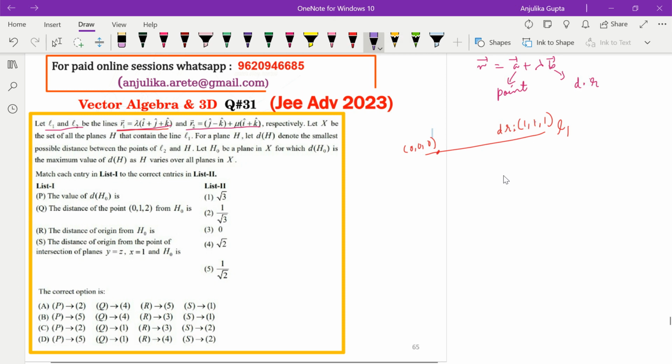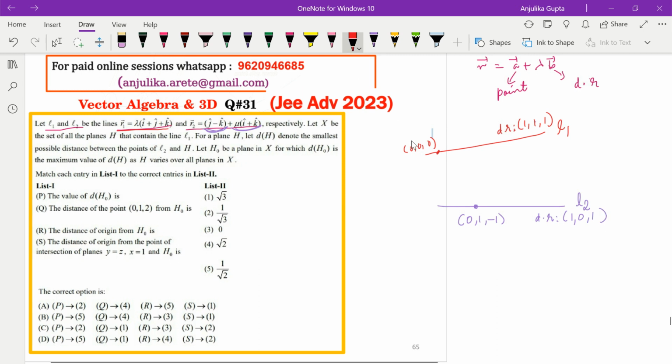Similarly, can I draw my other line L2? Let's say this is my line L2. It passes through, can you tell me the point? Component-wise 0, 1 and minus 1. So my line passes through 0, 1 and minus 1. And what is the direction ratio of the same line? From here, what is the coefficient? The i coefficient is 1, j is 0 and k is 1. So 1, 0 and 1. That's the direction ratio.